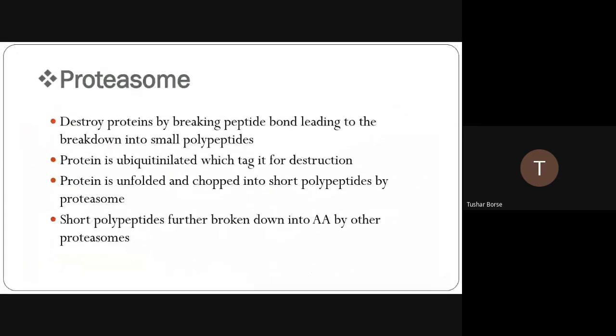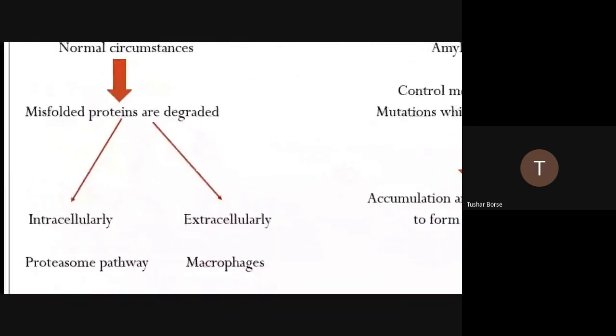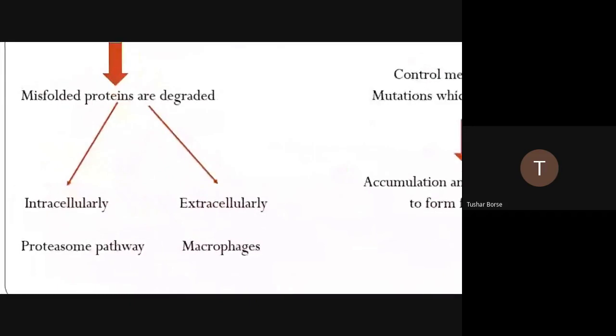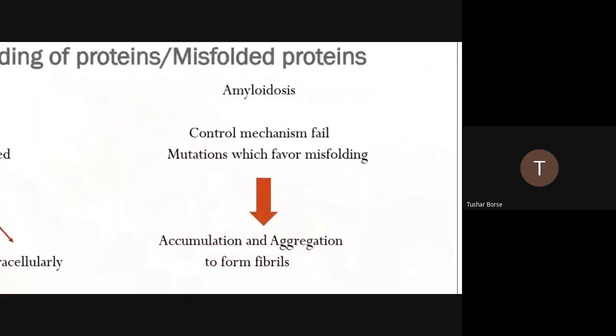And there are proteasomes. They destroy the misfolded protein into small polypeptides. There is a ubiquitination method. Ubiquitin gets attached to the misfolded protein, and then it is transferred to the proteasome, and it gets degraded into short polypeptides. So this is what happens in normal circumstances: intracellularly, the proteasome pathway, and extracellularly, macrophages. And in amyloidosis, this control mechanism fails. There are mutations, and therefore there is accumulation and aggregation, and they form the fibrils.